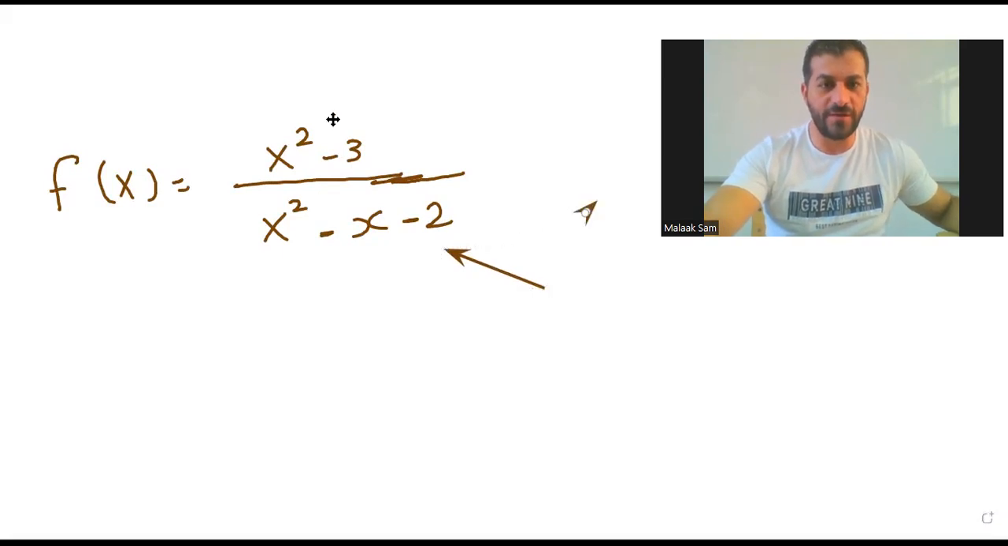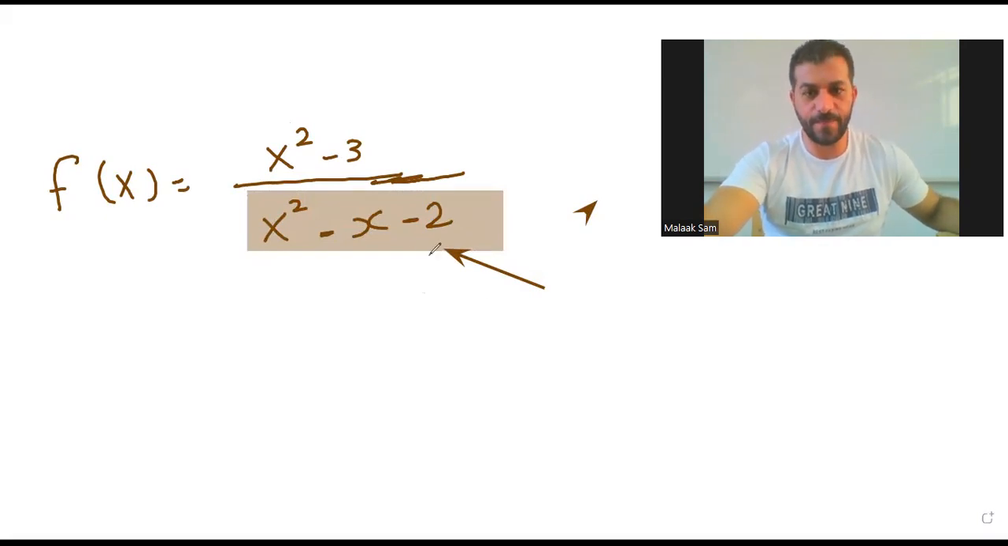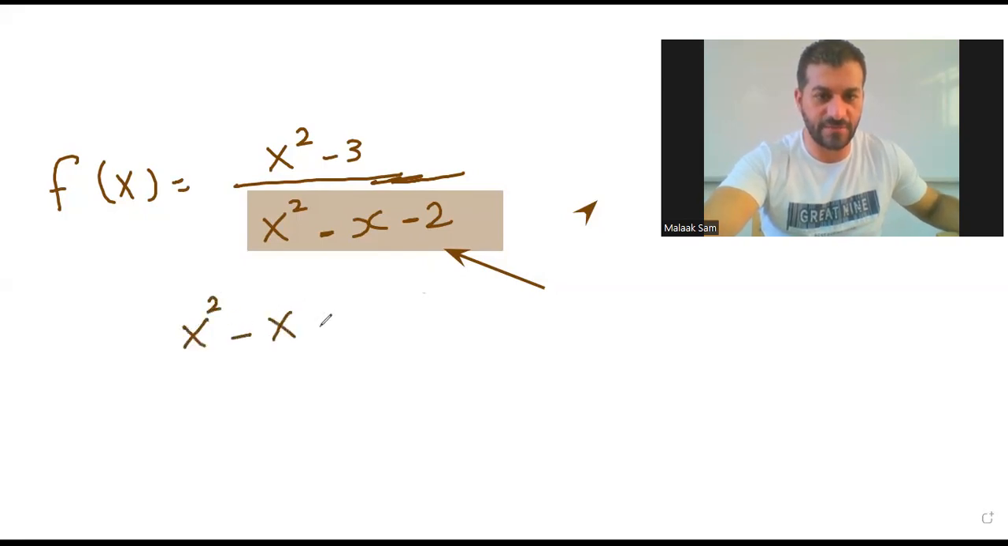We couldn't find the value of the function when the denominator equals 0. So what is the first step? The first step is to find the zeros of the denominator. So put x squared minus x minus 2 equals 0. Then factorize.